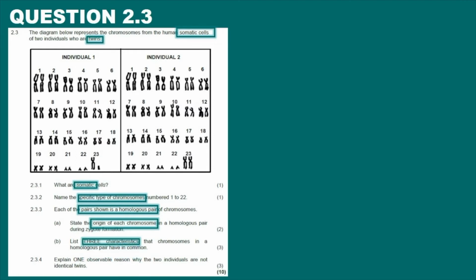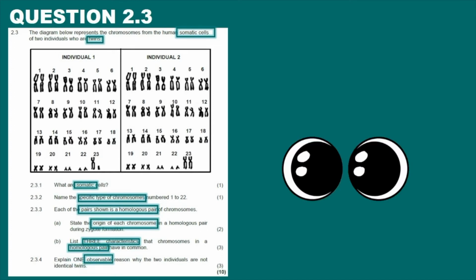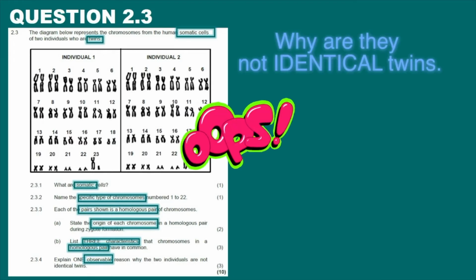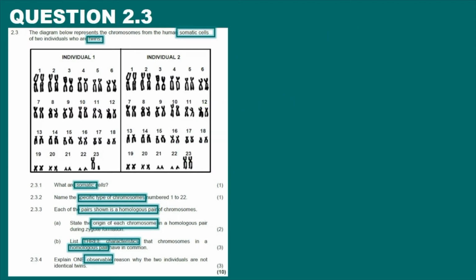Then they want us to list 3 characteristics that chromosomes in a homologous pair have in common. And then you have to explain one observable reason why the 2 individuals are not identical twins. So you have to be able to see it in the given diagrams, in the karyotypes.